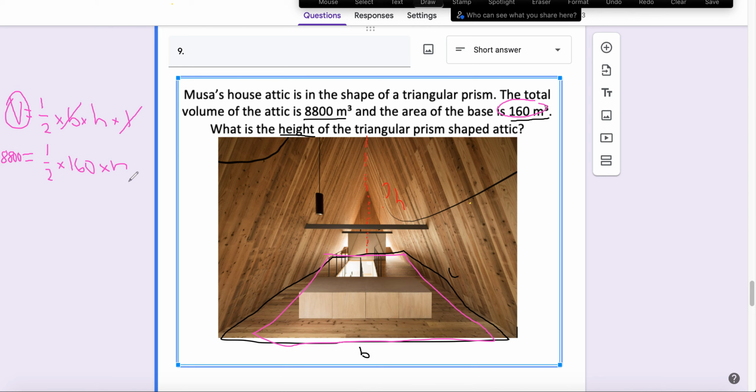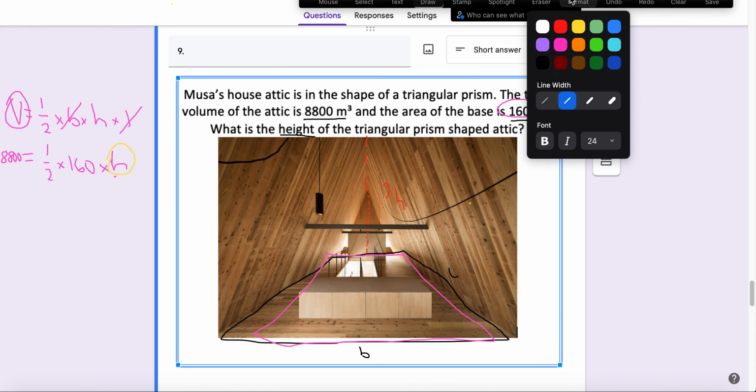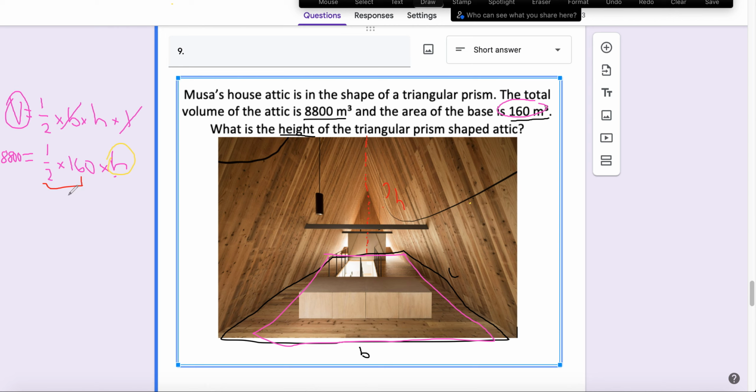Now this is going to be using your knowledge of equations. You need to find the value of the letter H using your knowledge of equations. Okay, so we want to get H on its own. That means we've got to get rid of half times 160 first. So before we do anything, let's actually figure out what is half times 160, or half of 160. Half of 160 is going to equal 80. And that's going to leave us with 80 times H. And the 8,800 stays the same.